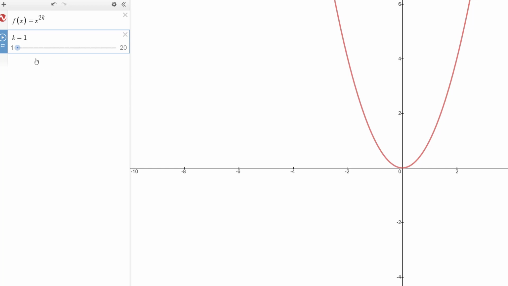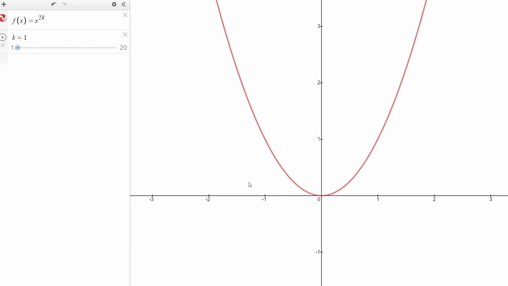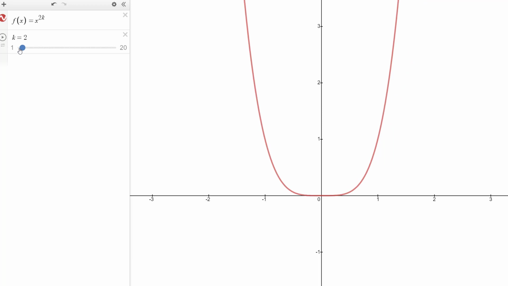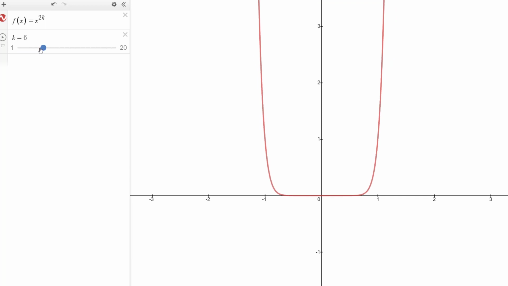Okay, so there's k equals 1. Let me zoom in here. If k is 1, you have x to the 2 times 1, or x squared. But if you move this up, here is x to the 4th, because it's twice 2. Here's x to the 6th. Here's x to the 8th, and so on and so forth.